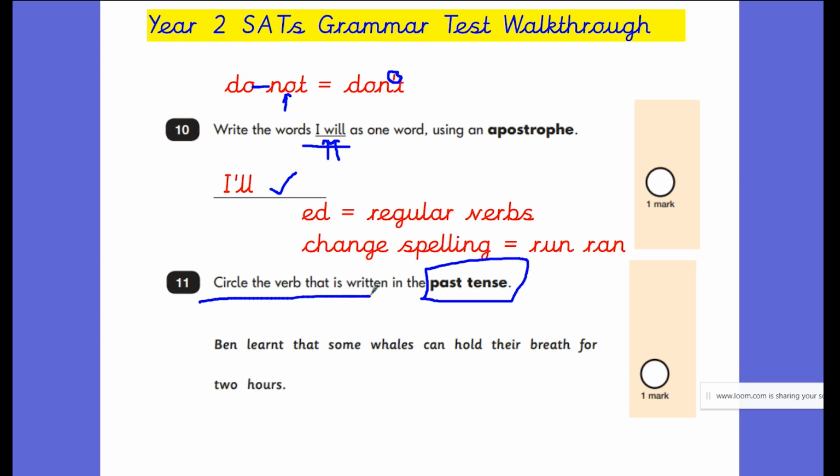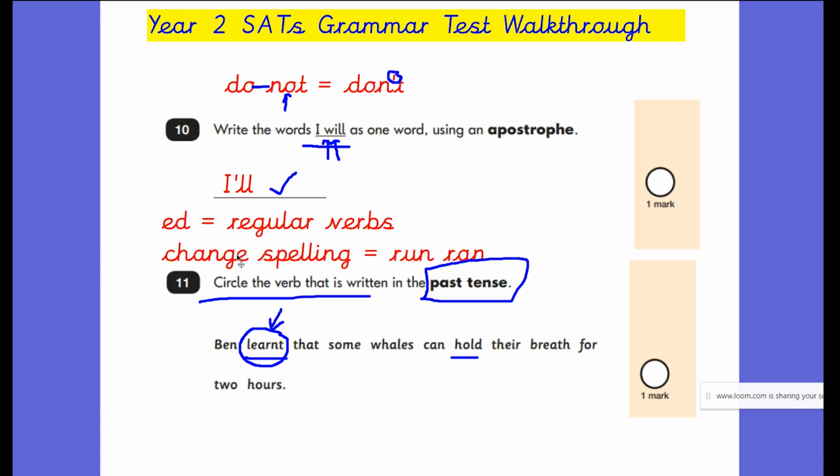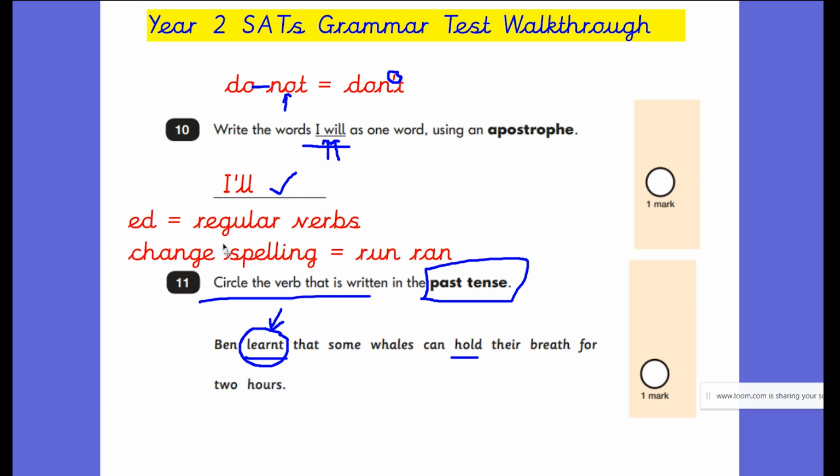But let's see if in this question we can find the verb that is written in the past tense. Ben learnt that some whales can hold their breath for 2 hours. Now, I don't see any ed words in here. So first of all, where's the verb? Well, hold is a verb, and learnt is a verb. Now, this one is written in the past tense. We wouldn't say learned; usually we would say learnt, but the children would need to circle that verb to get the question right. But just to give you an idea as parents or teachers, if teachers are watching this video, in Year 2, children need to know the regular and irregular verbs.